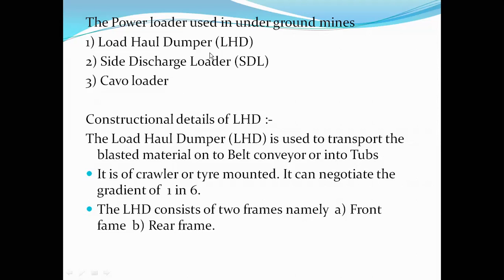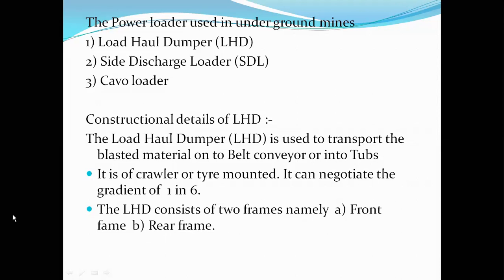As I said, there are three different types of power loaders mainly used in underground coal mines. One is called the load haul dumper. Second one is known as the side discharge loader, or SDL. Third one is the KO loader. Now let us discuss the construction details. But before that, let us see the applicable conditions, where exactly we'll be using each type of power loader.